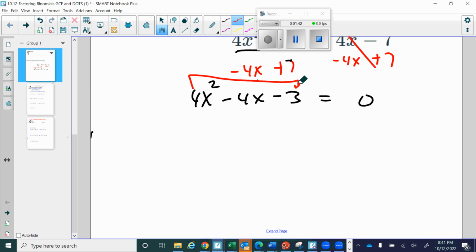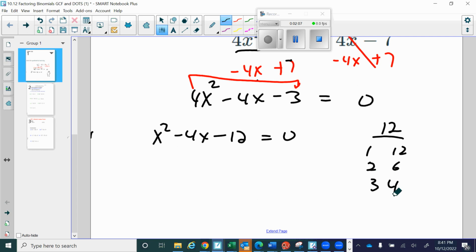And so now I'm going to find the factors of 12. That's going to give me 1 and 12, 2 and 6, 3 and 4. So which pair am I going to use? When I add them, it gives me negative 4, but when I multiply them, it gives me negative 12. Well, if I make the 6 negative and I add now, that gives me negative 4, and when I multiply it, that gives me negative 12. So my factors are going to be x plus 2 and x minus 6 equals 0.